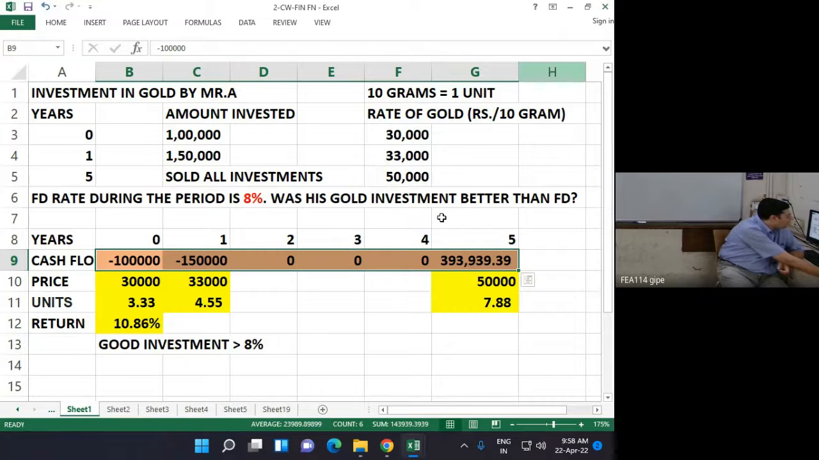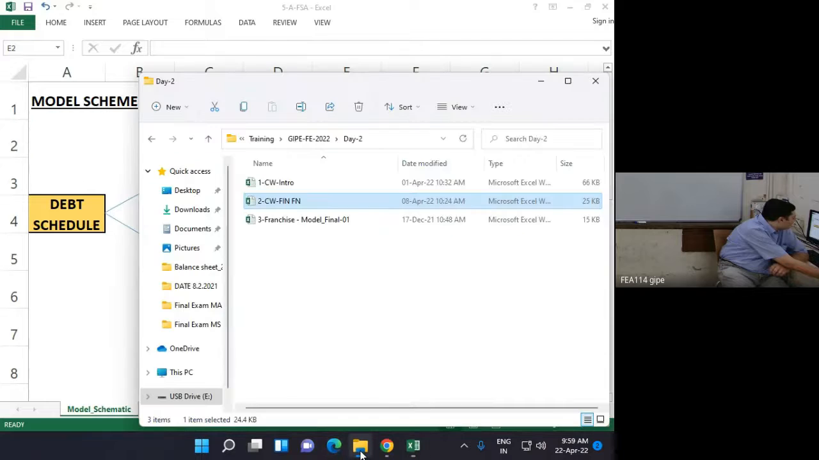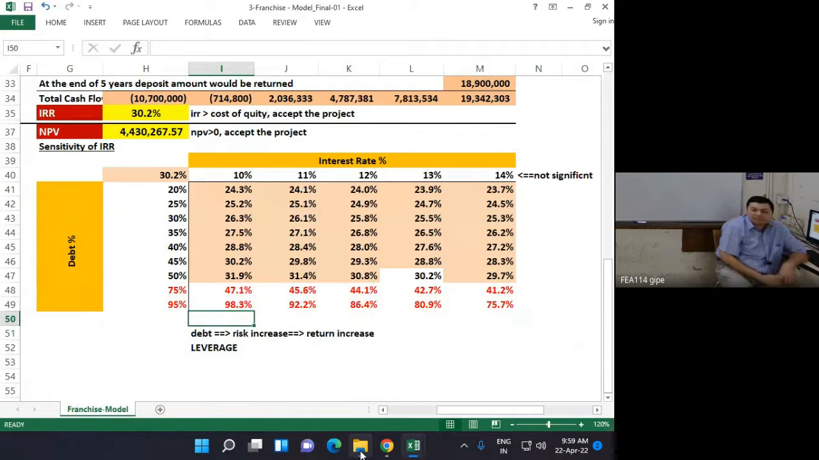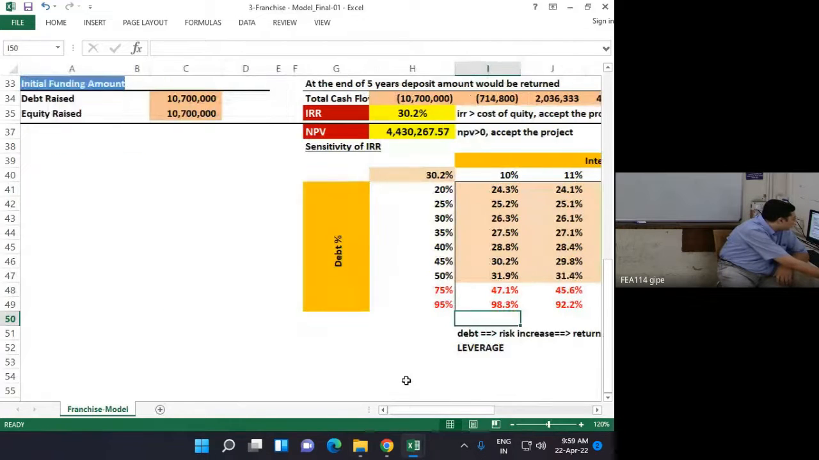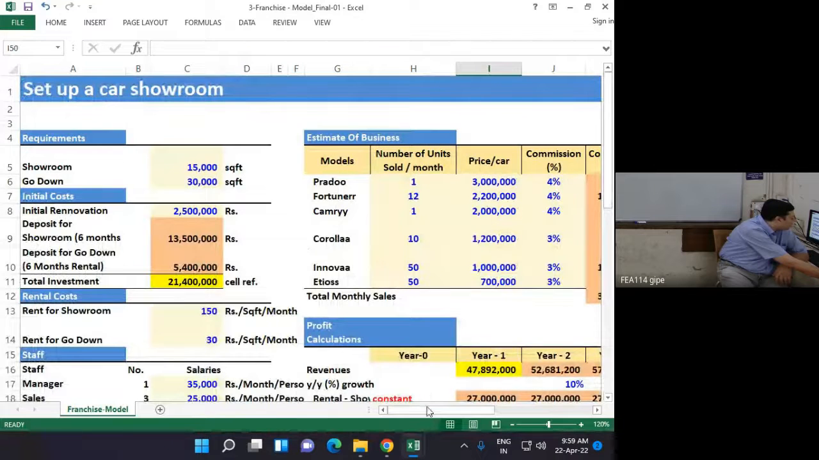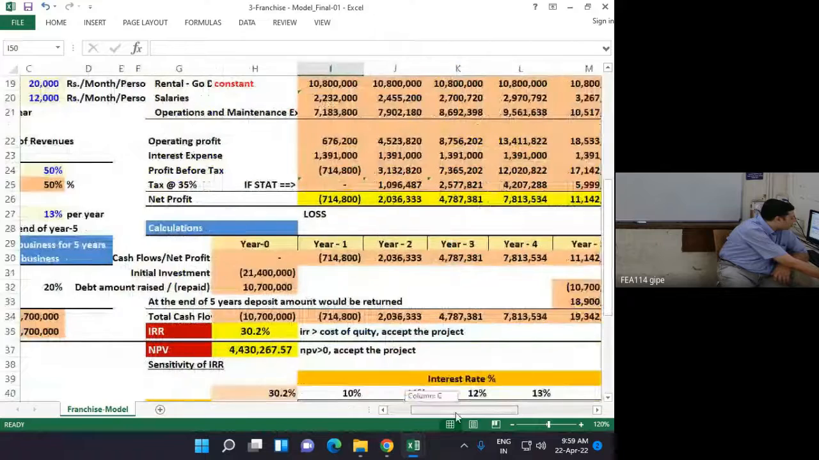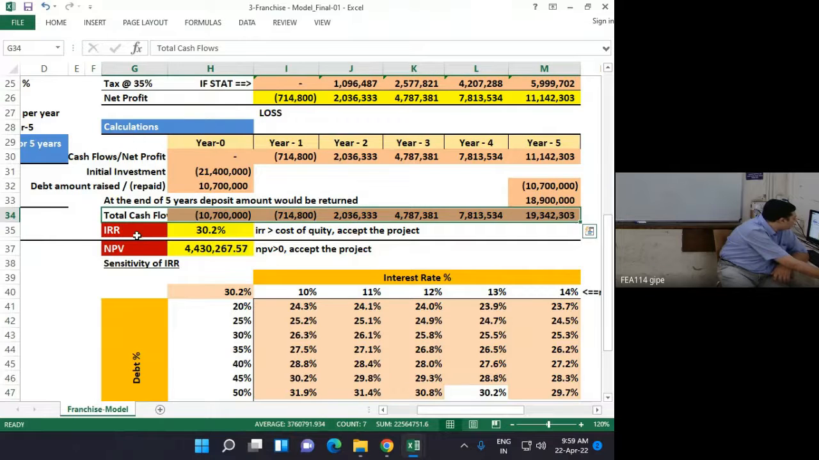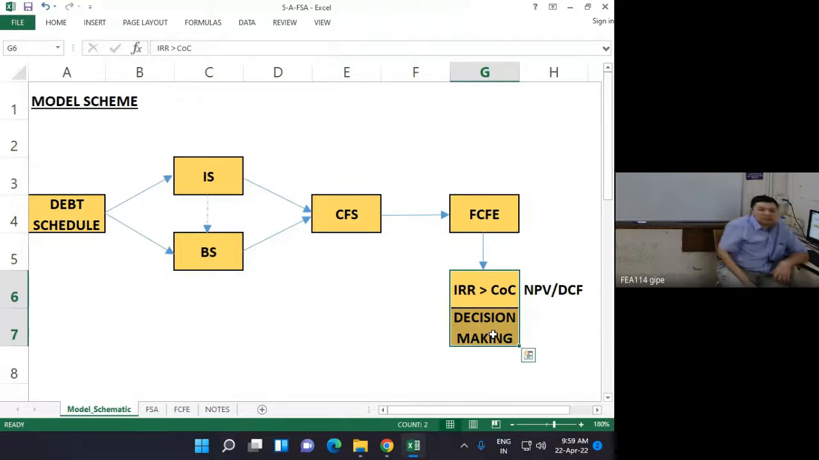So here was a case where we tried to do some kind of financial analysis to decide if it is a good proposition or not such a good proposition. On day 3, we made a model, which was that franchisee case, where we said, okay, let's try to build a case where we are going to set up a car sales showroom. And then at the end, we figured out that the returns in the project looked good, and therefore it was a good decision. Again, the process followed was the same. We estimated the cash flows and we found out the IRR. So this is what we want.